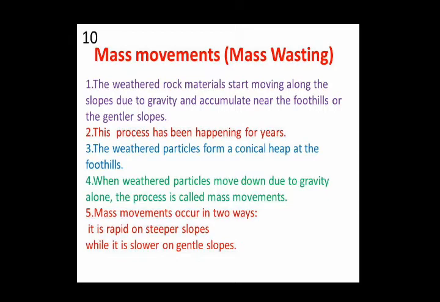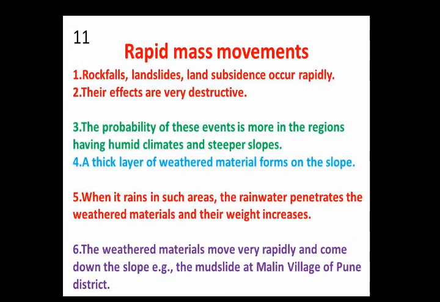And mass movements occur in two ways. It is rapid on the steeper slopes while it is slower on the gentle slope. Two types of that. Out of that, first we'll see rapid mass movements. What is included in that? Rock falls, landslides, land subsidence. Land subsidence occurs rapidly. Their effects are very destructive because loss of life and property can occur due to the rapid mass movements.